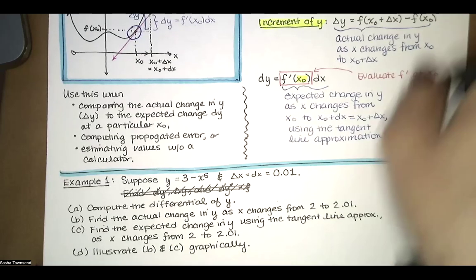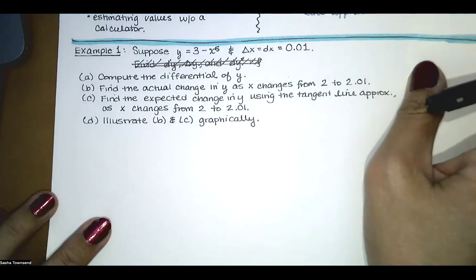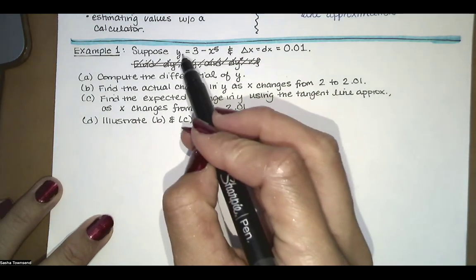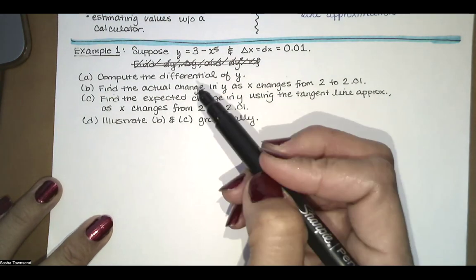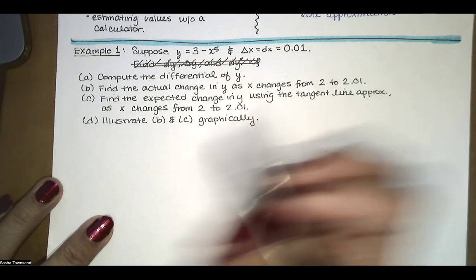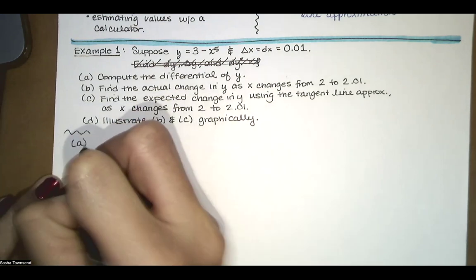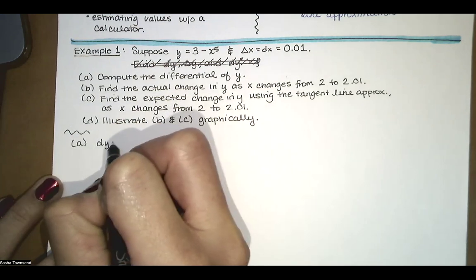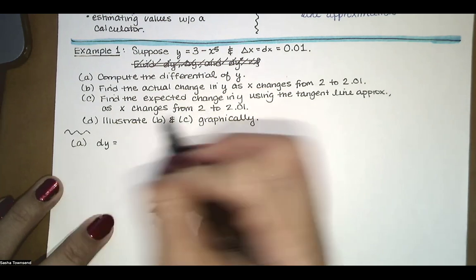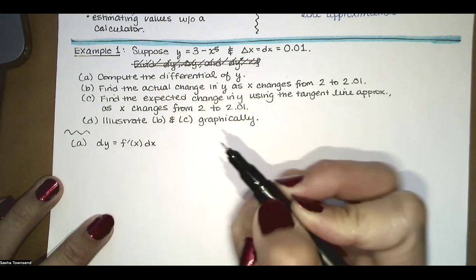So here's an example. This is very typical for a quiz problem over this material in our course. Let's say our y value is 3 minus x to the fifth, and our delta x and dx are 0.01. We might be asked to compute the differential of y. dy is just the derivative of y with respect to x times dx.